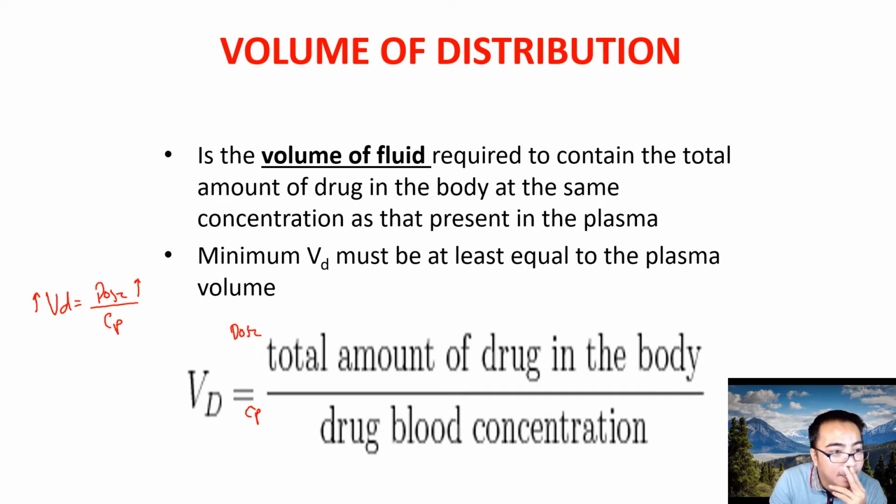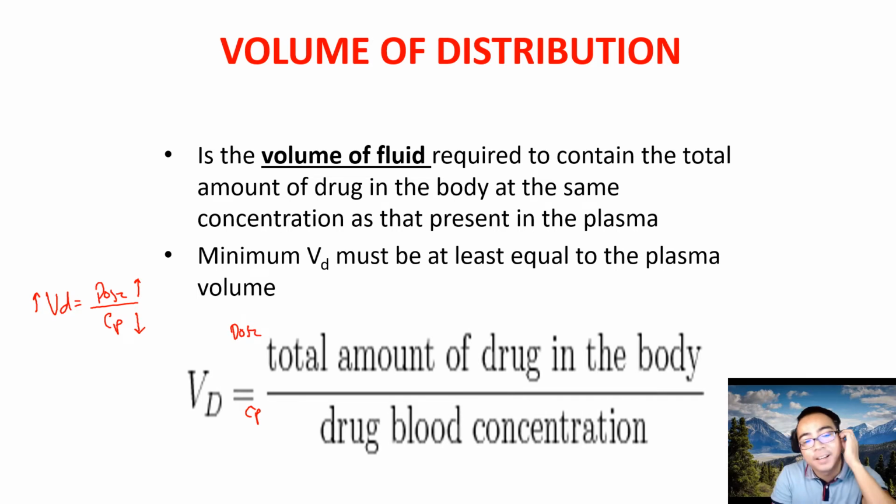Meaning the more you give the drug, the higher the dose you give, the more likelihood the drug will distribute. Okay? Now what about in terms of plasma concentration? So it's inversely proportional. The lesser the amount of drug in the blood, the lesser the concentration of drug in the blood, the higher the distribution.